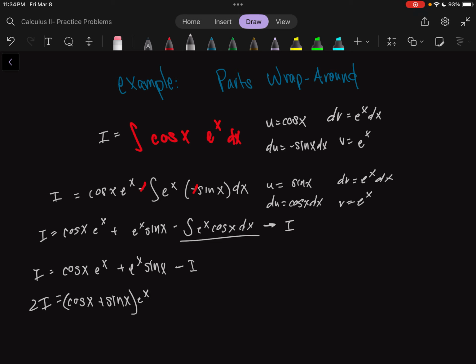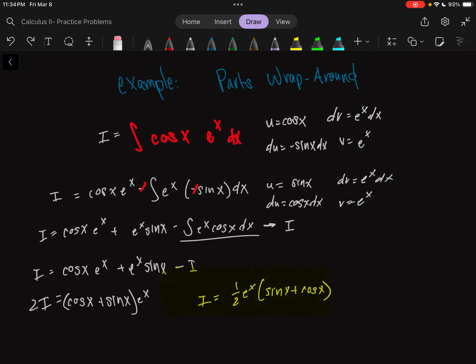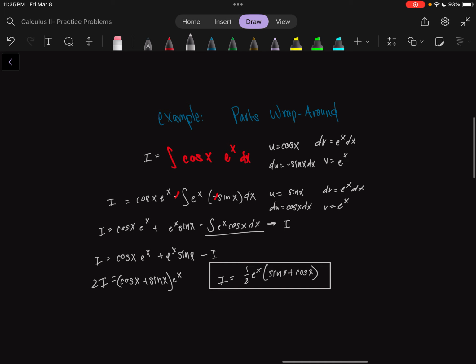Factor out the e to the x to finally get I equals 1/2 e to the x out of sine x plus cosine x. So a cool algebra trick right there with plugging in that function for I will prevent us from doing infinity amount of integrals, right? So the final answer is 1/2 e to the x out of sine x plus cosine x. That is the parts wraparound problem.